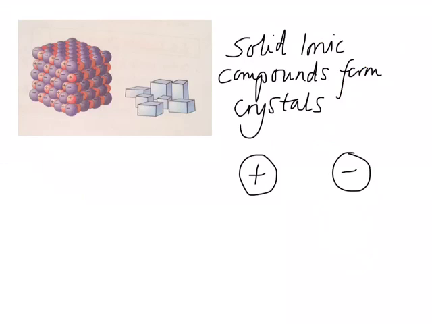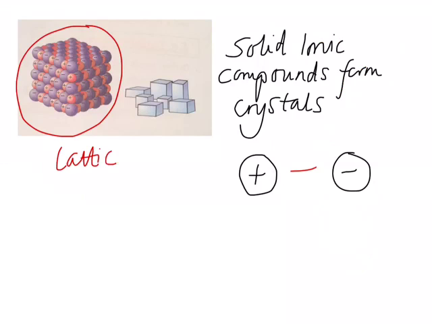Ions with opposite charges are really strongly attracted to each other. This means they tend to form a lattice structure where all of the positive ions and all of the negative ions are attracted to all of the ions that they're surrounded by, as shown in this diagram. This is called a giant lattice structure. Ionic compounds tend to form giant lattice structures and they're made of crystals.